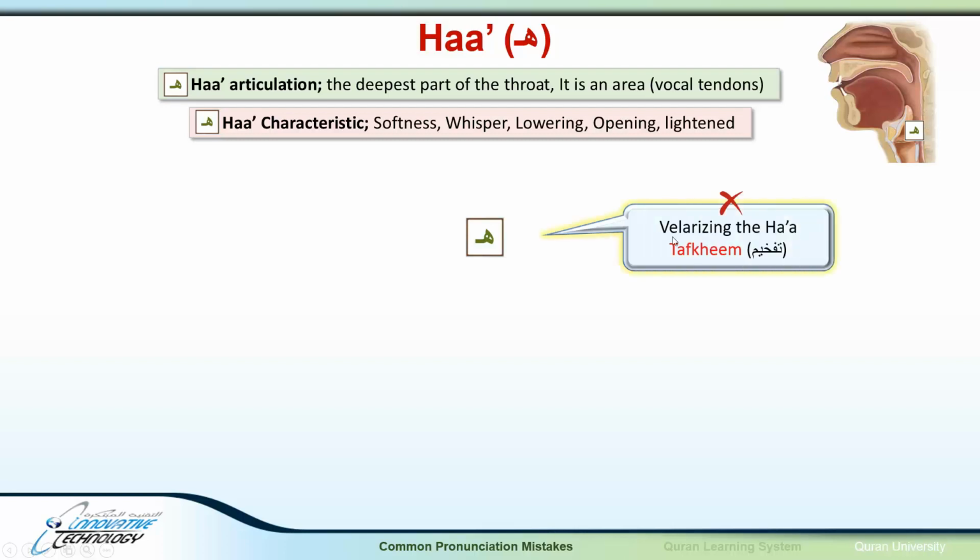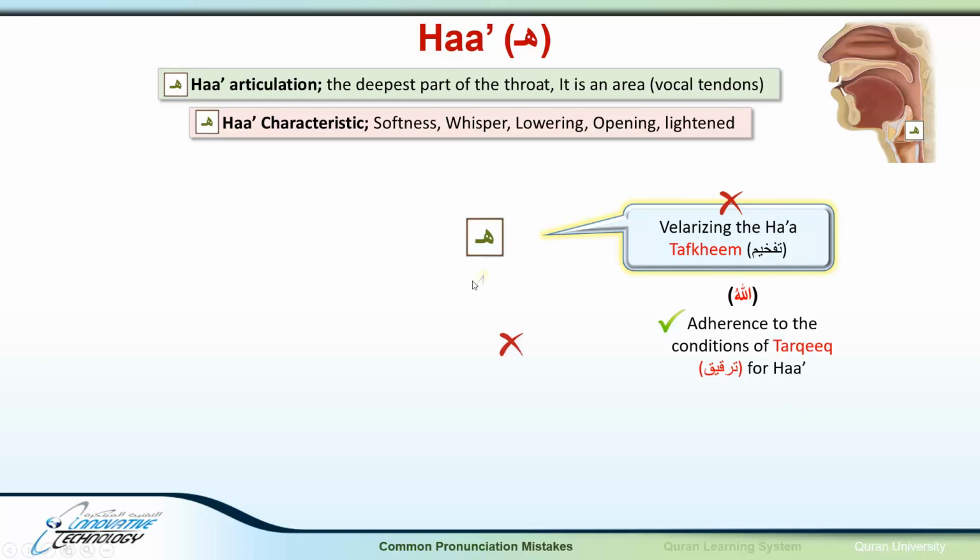The first mistake is velarizing the Ha, making tafkhim for it. Example, Allah. You shouldn't, in that case, make tafkhim; it should be attenuated. The right way of pronouncing it is like this: الله. Pronouncing it with tafkhim is wrong. So we need to adhere to the condition of tarqiq for the Ha.